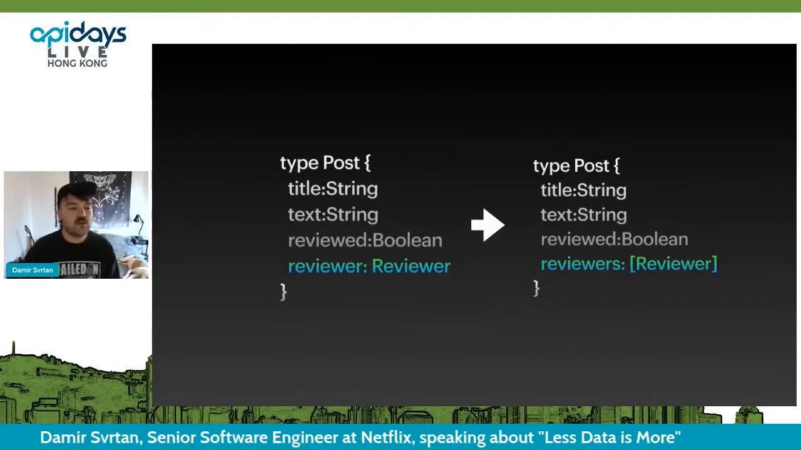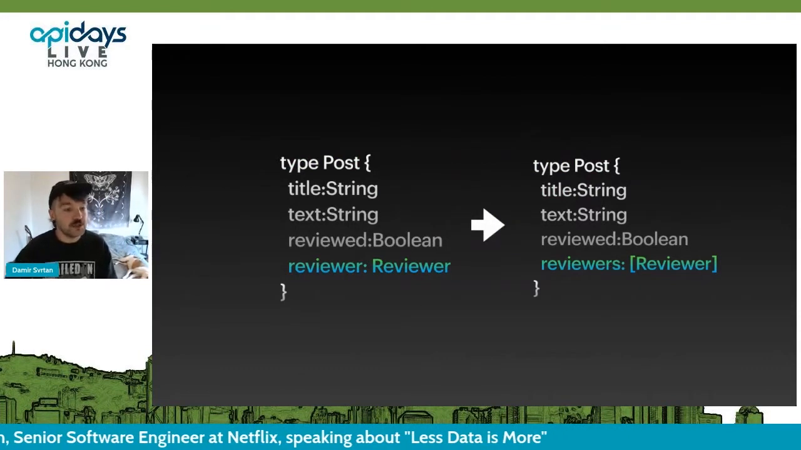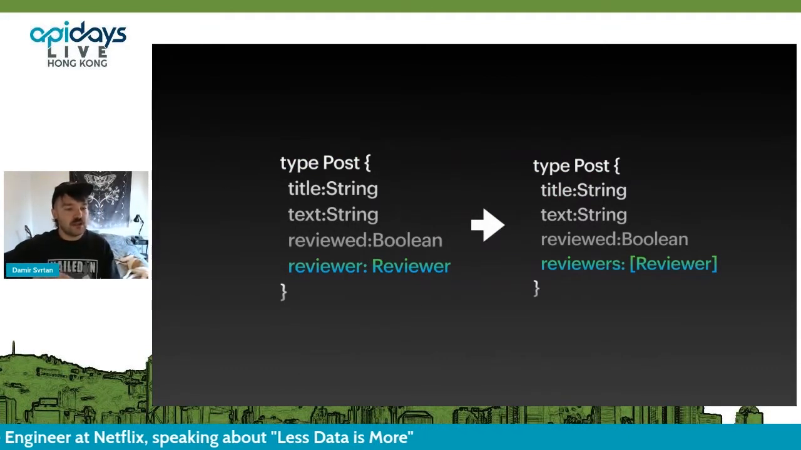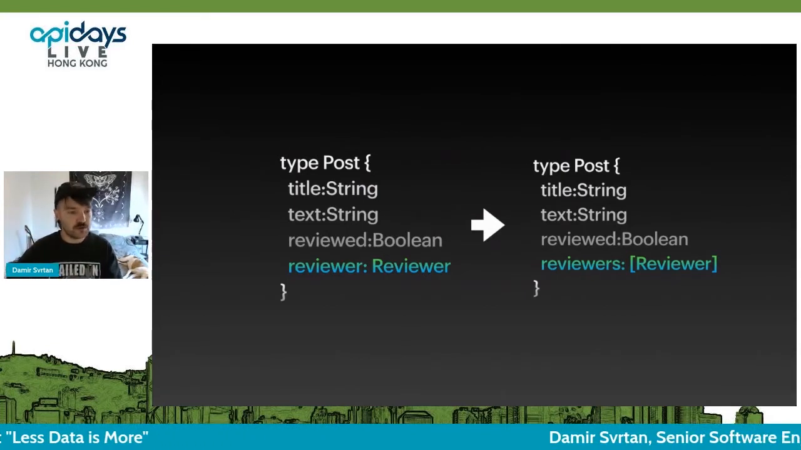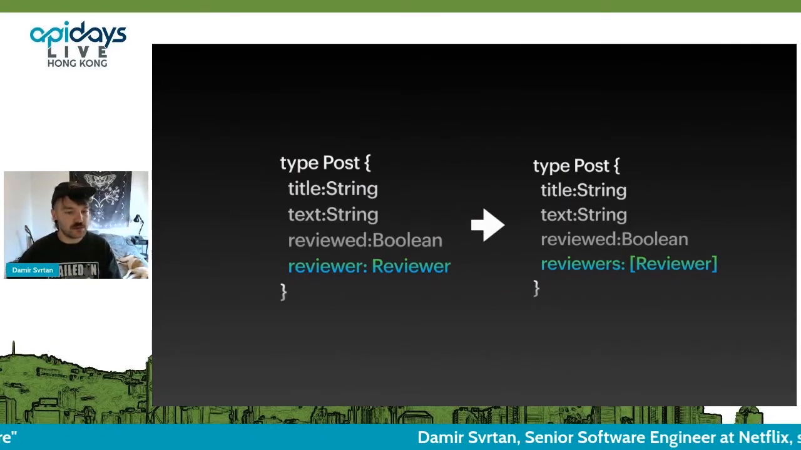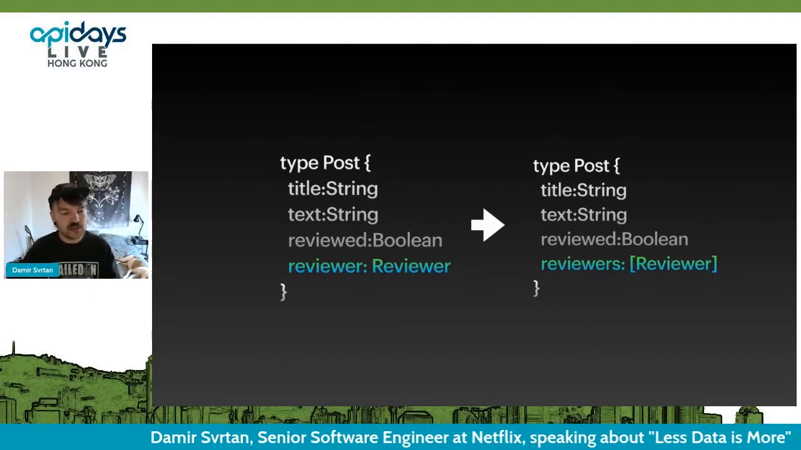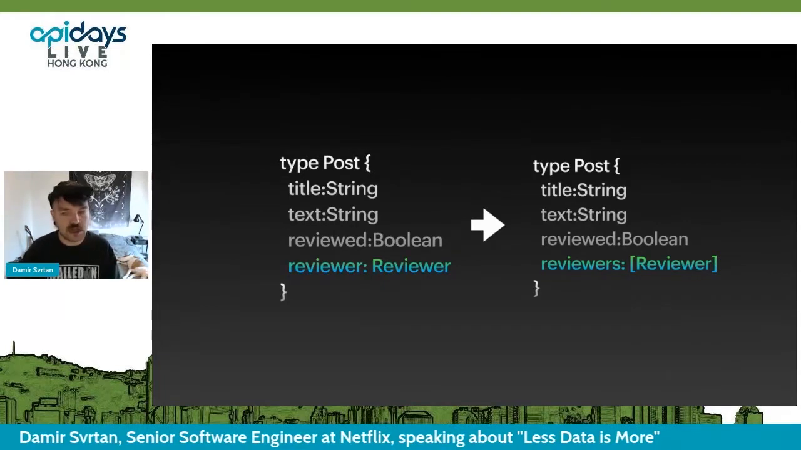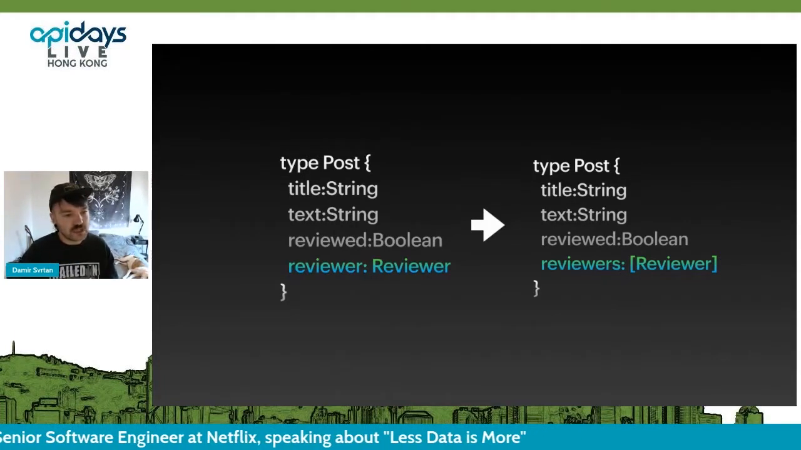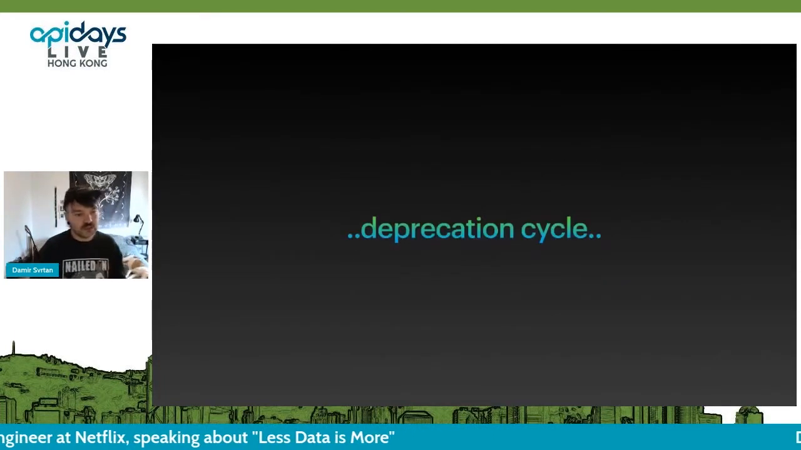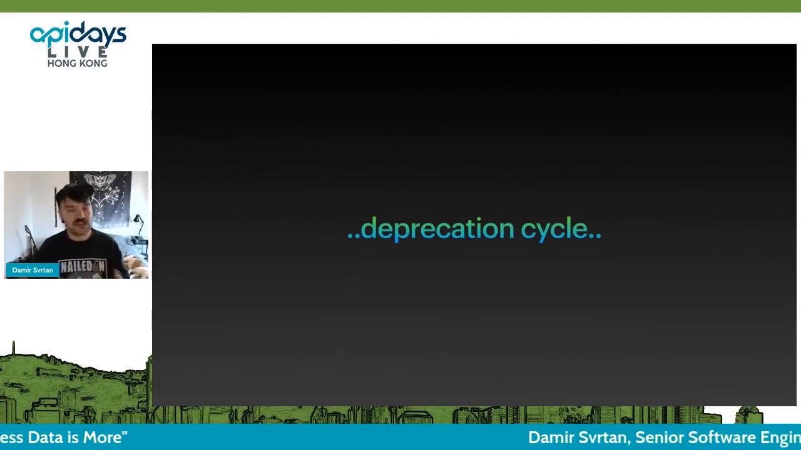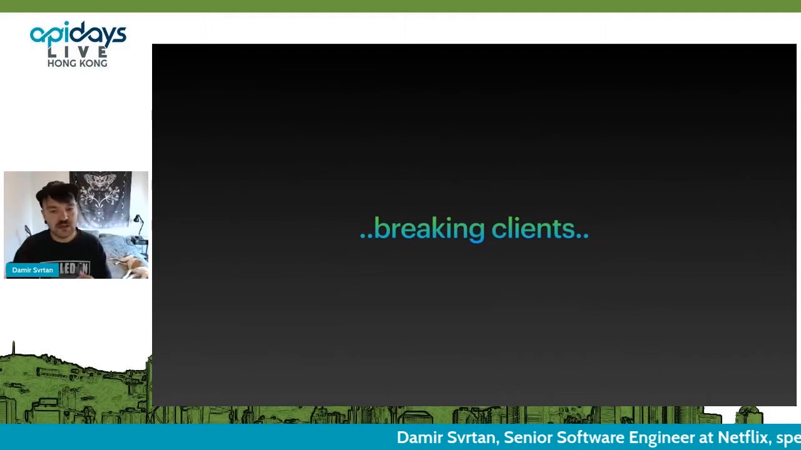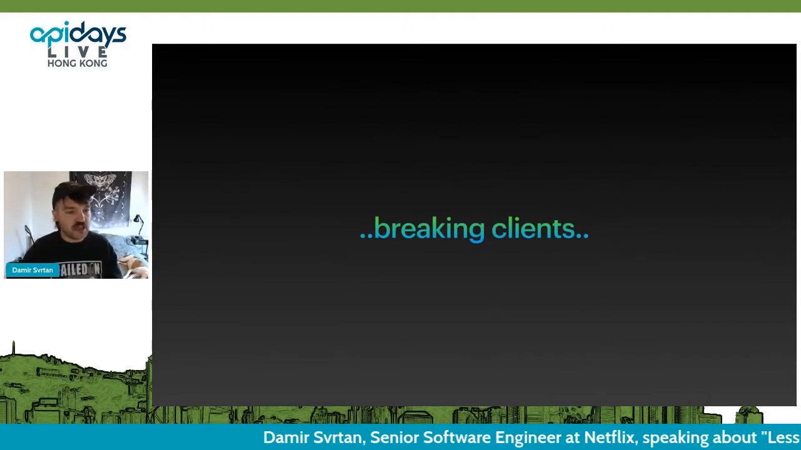So what happens if we decide, a few months after, that our product wants multiple reviewers per single blog post, and let's actually expose them. Let's put their avatars next to the blog post title. So what did we get with this? Now we have to go again through a deprecation cycle, a lot of communication, emails, Slack messages, etc. And then we're potentially breaking clients again.